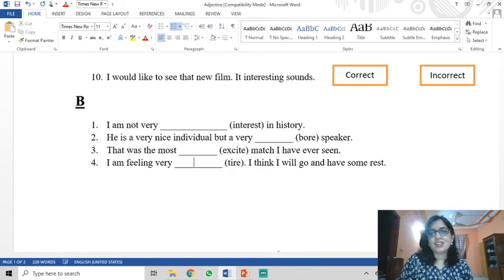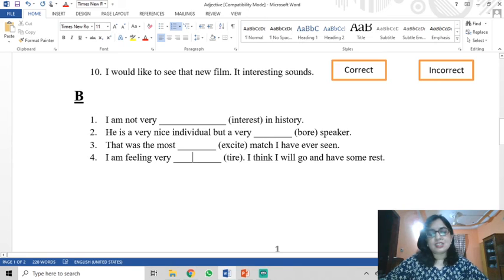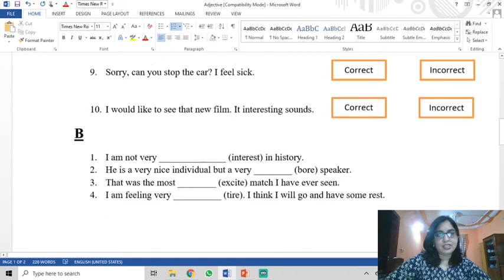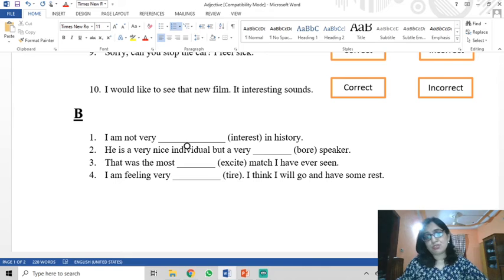So these are some four blanks that I want to solve. This is a small activity that I have made for my students, and this is activity B. In this activity, I have given four blanks. In parentheses, I have given a suitable word that you have to use as an adjective. So let's do the first one.